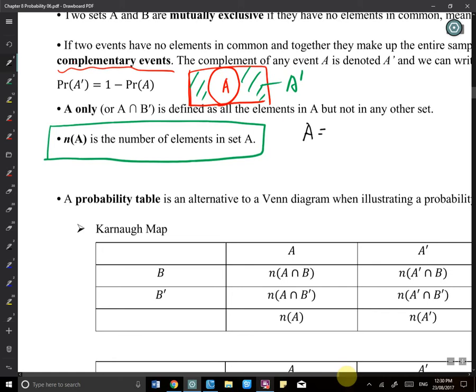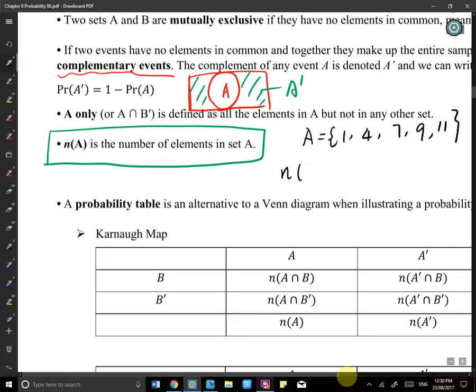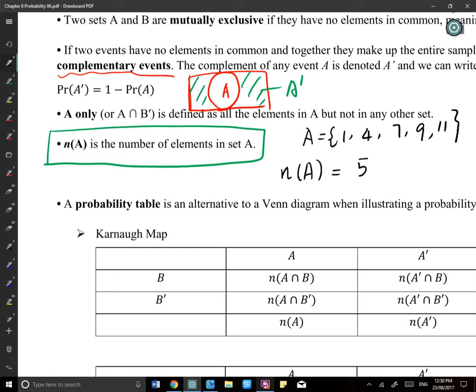Let's do an example. If A equals this set, that's the set A. What is the number of set A? That is 5. 5 is not an element of set A, but it's how many there are: 1, 4, 7, 9, and 11. There are 5. So n(A) equals 5 is asking how many elements are in that set A. You must remember that. I don't want to see any mistakes in the exam or test. There will be some questions like that. So n means the number of elements in one set.